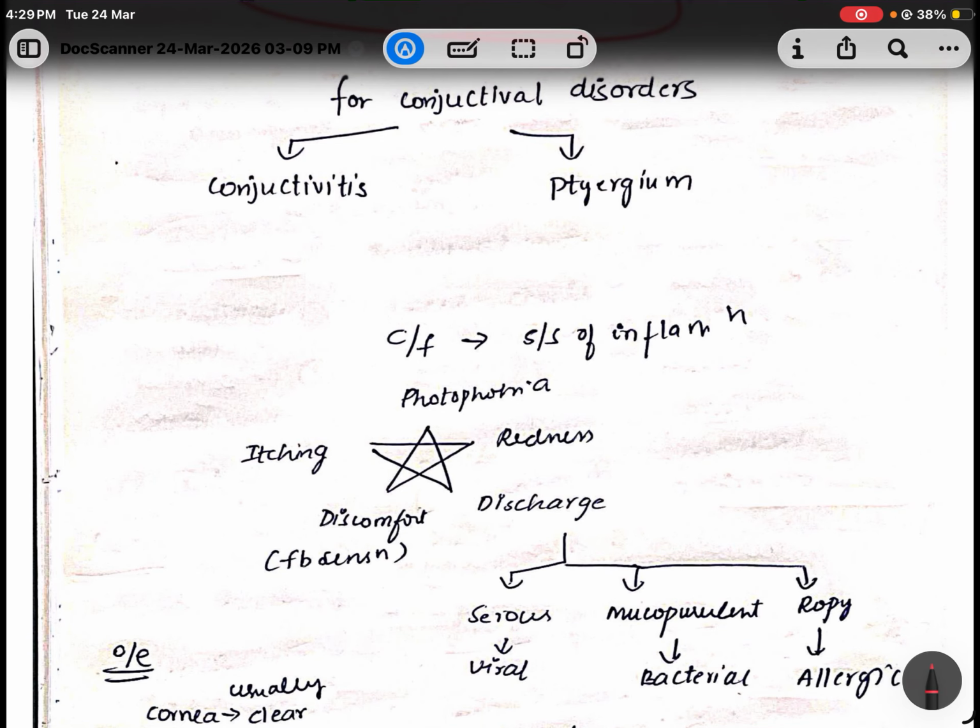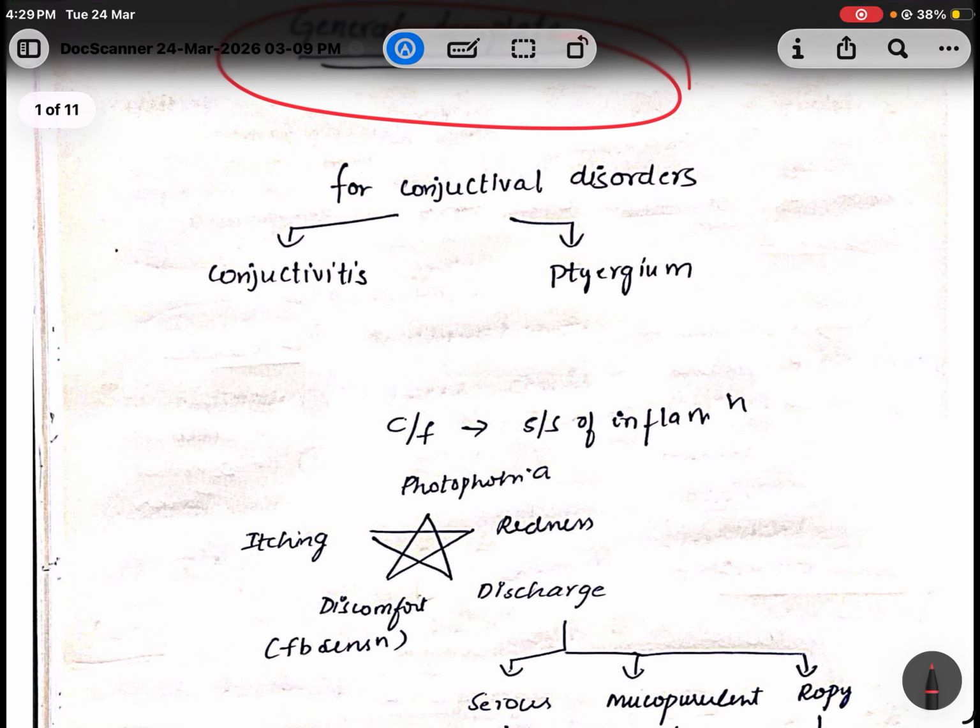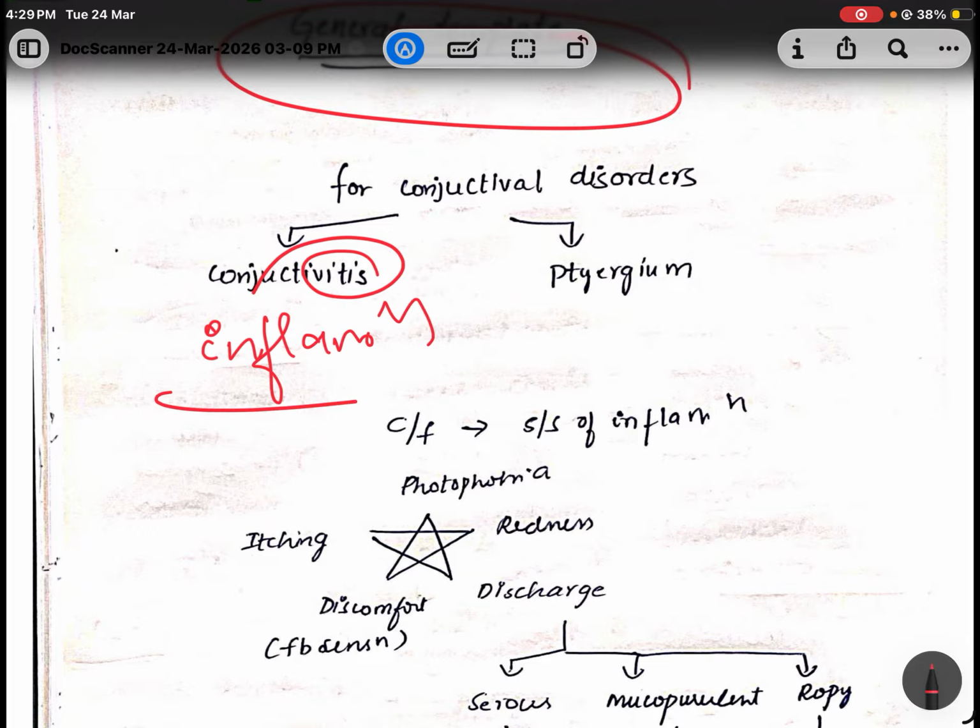Again, what you should know is the function of the conjunctiva. Conjunctiva is the protective layer, right? And also, what is the major thing? Itis, that is, all the signs of inflammation which you have studied in pathology can be linked here. Okay, that is one of the important things which I would like to mention.